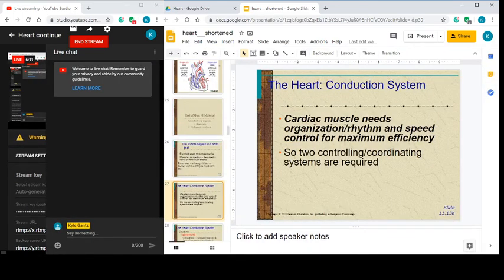Okay, so this cardiac muscle needs this organization and rhythm and speed control for maximum efficiency. So we have two controlling coordinating systems here, right? We want it to rhythmically contract, and we want it to contract faster or slower depending on the body's need, but also we don't want it contracting so fast that the ventricles aren't allowed to fill up completely, because if they don't fill up completely, then the ventricles don't eject that much blood.